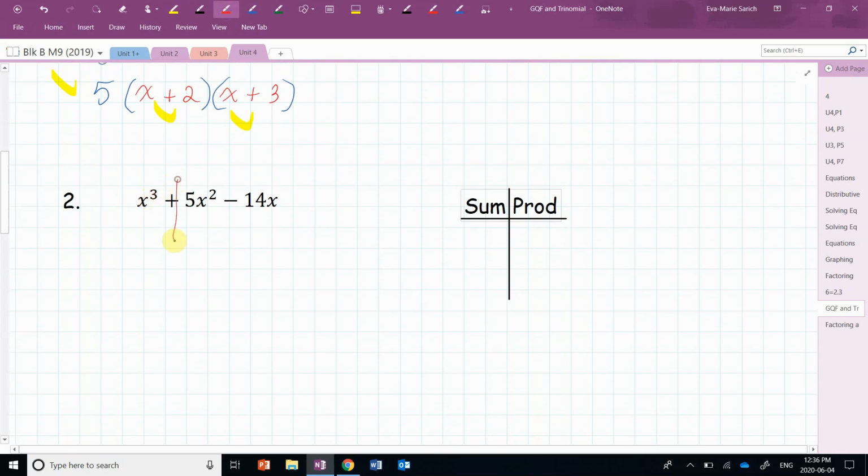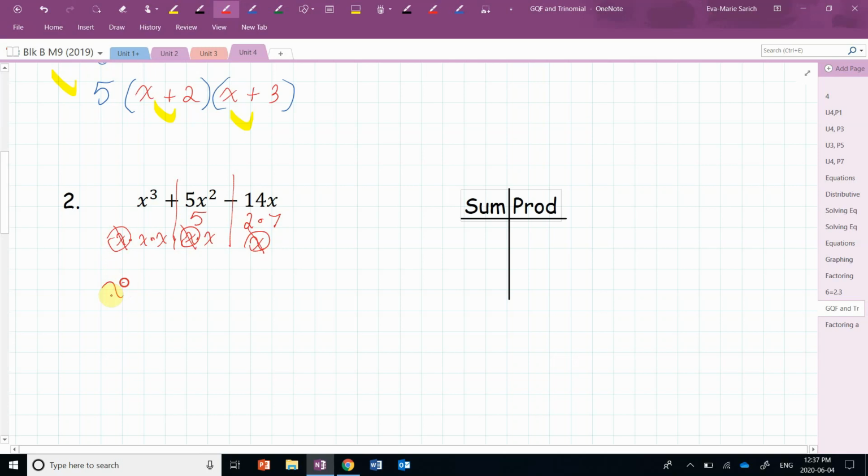Let's factor down the first term. So x cubed comes from x times x times x. 5 is a prime number, so it doesn't break down, and x squared breaks down into x times x. 14 breaks down into 2 times 7, and x doesn't break down any farther. Okay, so what's common there? What I see as common is, in fact, 1x in each of them. So that 1x is going to be our GCF.